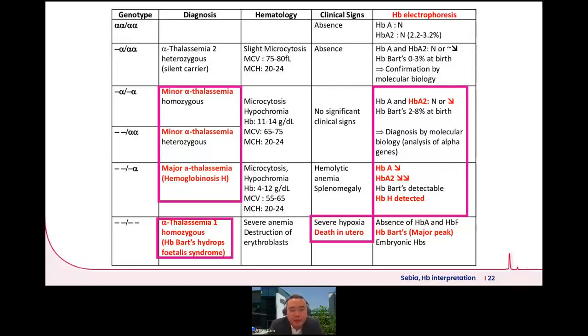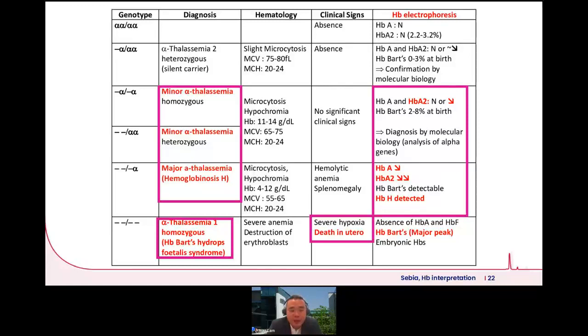The more severe form of alpha thalassemia involves the loss of three genes. And now the clinical signs will become more apparent. And within the capillary electrophoresis, you can see reduced hemoglobin A, reduction in hemoglobin A2. Hemoglobin Barts may be detectable. Hemoglobin H is detected.